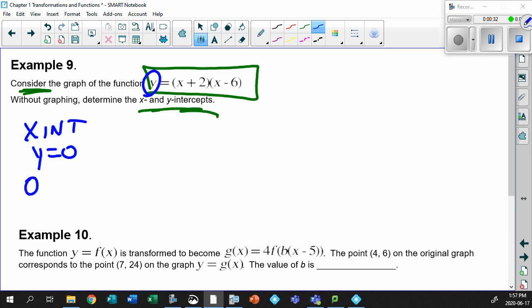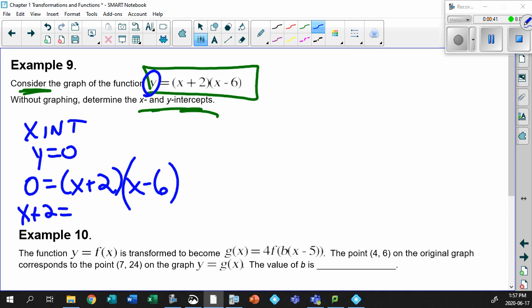So you got 0 equaling x plus 2 and x minus 6. So x plus 2 equals 0, so x equals minus 2. You remember how to do that. That's Math 20. x minus 6 equals 0, so x equals 6. So there's your two wonderful intercepts. Okay, so what's your y-intercept here?